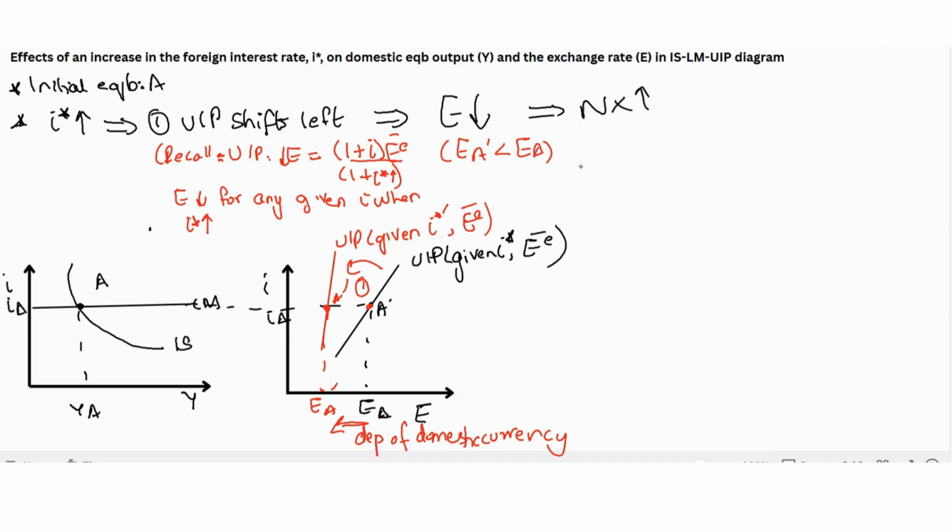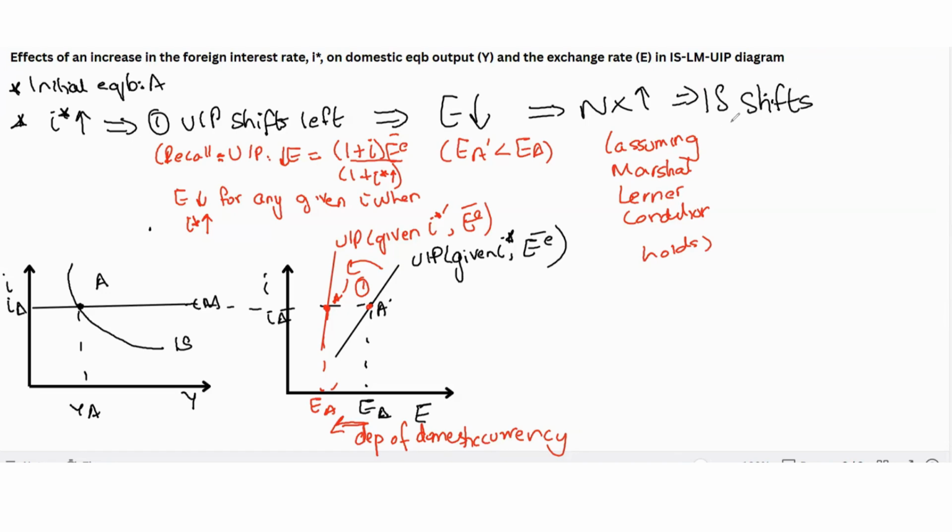This is assuming the Marshall-Lerner condition holds, which we assume does hold. Assuming the Marshall-Lerner condition holds, a depreciation is going to improve net exports. And when net exports increase, we know what happens. The IS shifts towards the right in this case because demand has changed for reasons other than the domestic interest rate, right? And we already discussed IS curve shifts. So the second thing that's going to happen is IS shifts right.